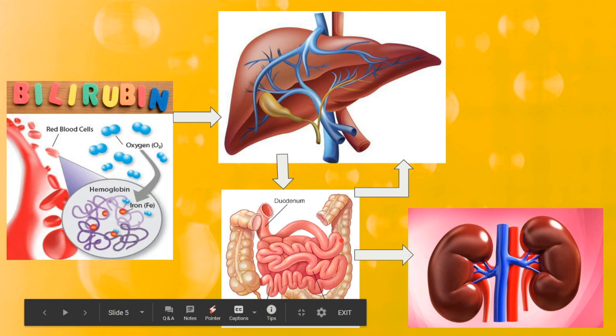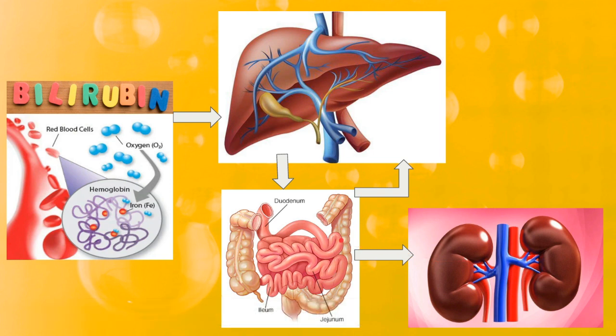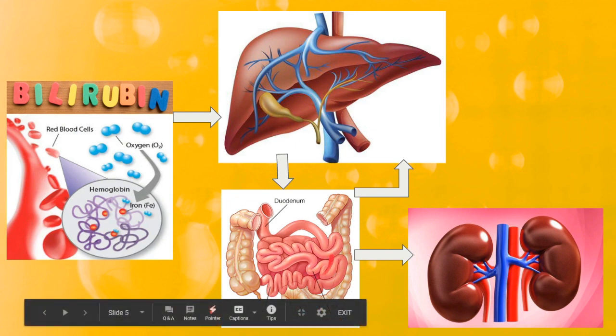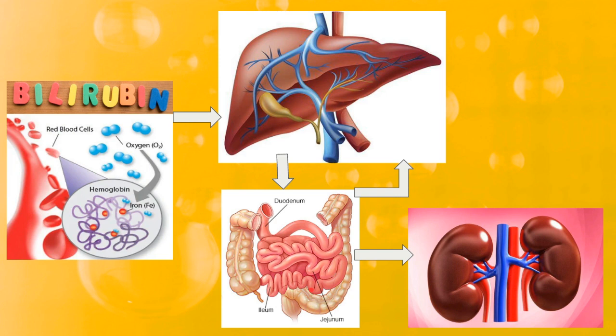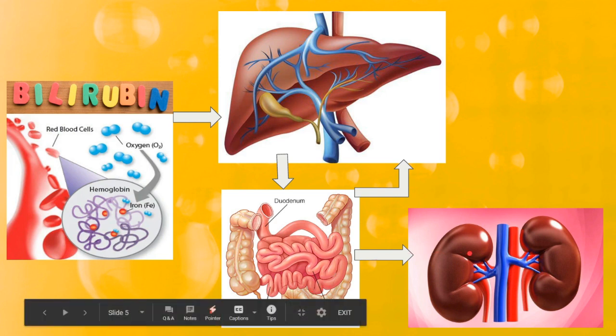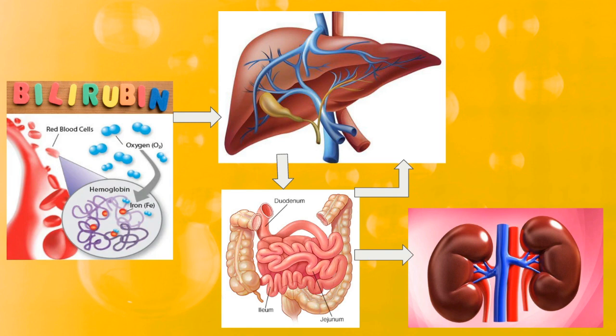The urobilinogen is further converted into stercobilinogen, and the stercobilinogen enters the large intestine and then the anus and gives the dark brown color to the stool, while the urobilinogen enters the kidney and gives a pale yellow color to the urine. This was the normal cycle of bilirubin.